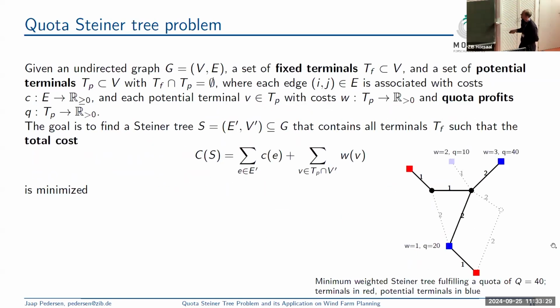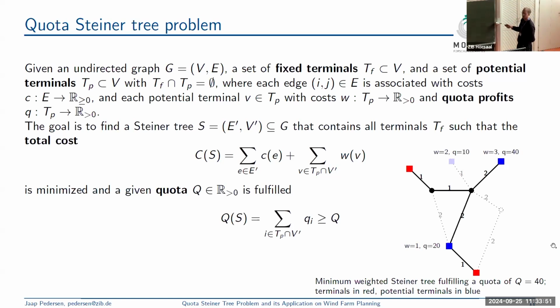And then we can formulate the problem: given an undirected graph, a set of fixed terminals, a set of potential terminals, edges with costs, and potential terminals with cost and quota profit. The goal is to find a Steiner tree that contains all fixed terminals such that the costs are minimized. This is the pure Steiner tree problem in graphs. And this is the extension: a given quota greater than 0 has to be fulfilled, which is basically the sum of every potential terminal you use in your tree. And this would be a solution for a quota of 40.